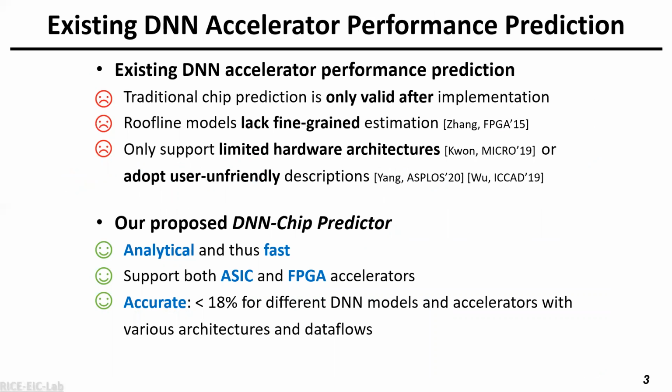While there have been some existing works aiming to develop such prediction models, they are still limited in terms of efficacy of wide adoption. Especially, traditional chip prediction is only validated after the time-consuming implementation, while recently developed chip predictors either only support certain hardware architectures or are not user-friendly. The advantage of our proposed DNN Chip Predictor is that, first, it's analytic and thus fast. Second, it can support both general ASIC and FPGA hardware architectures. And third, it is accurate in predicting hardware performance as validated using different settings, architectures, and DNN models.